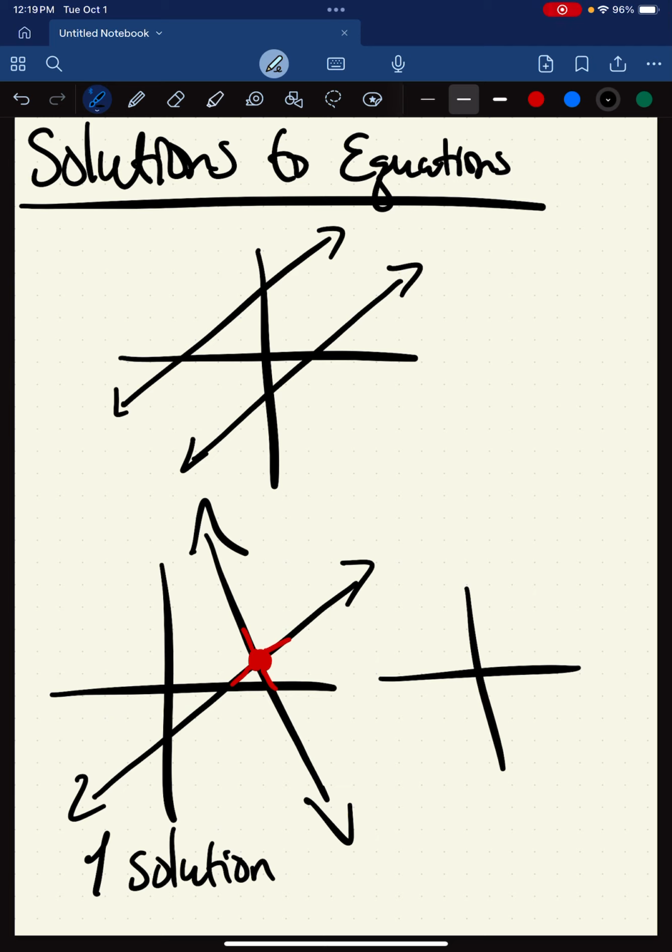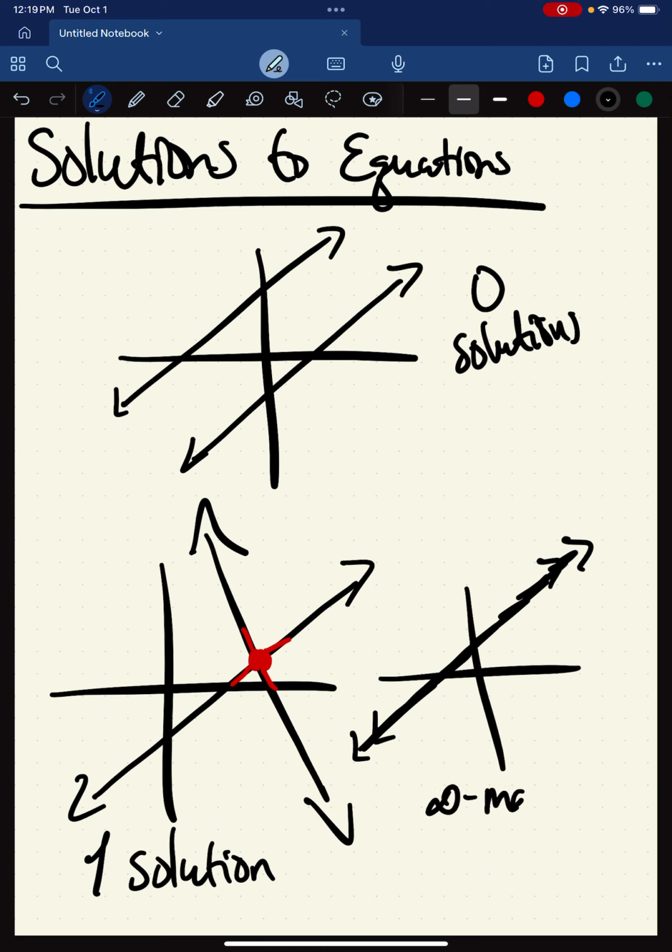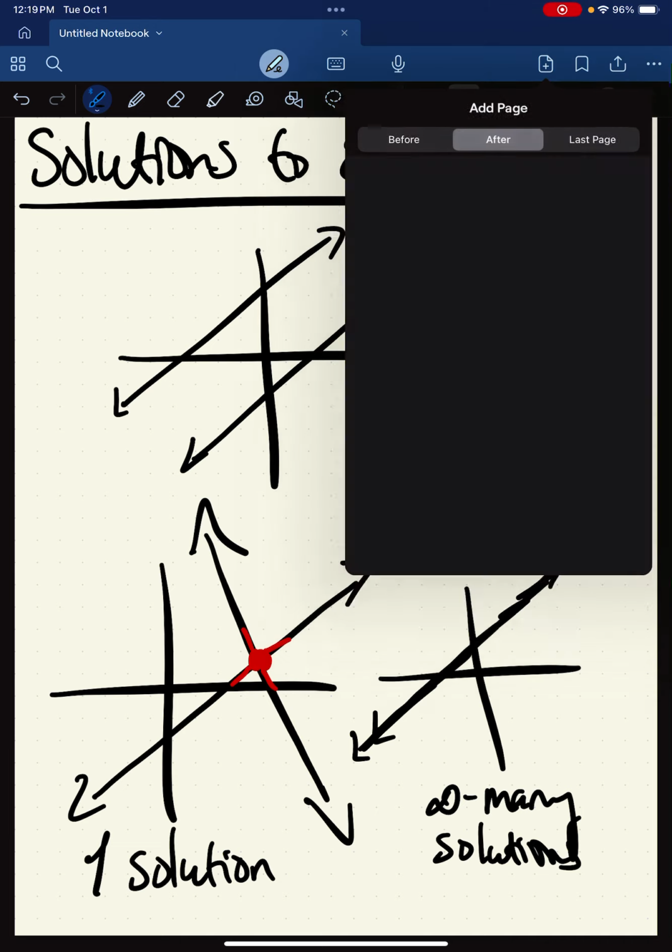Up here, if the lines are parallel, they never cross, so there's no point that's on both lines. So there are 0 solutions. And then there is one other case, where if both lines are plotted on top of each other, whoops, I wasn't supposed to delete that, sorry. If both lines are plotted on top of each other, then there are infinitely many solutions. So let's look at how we can characterize those.